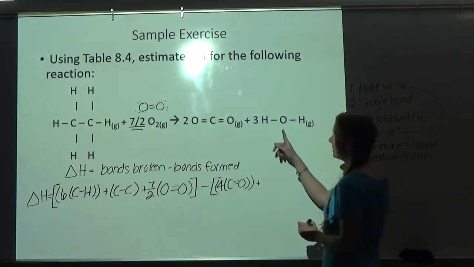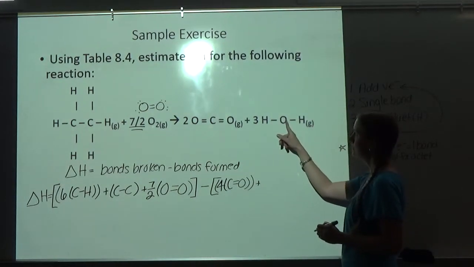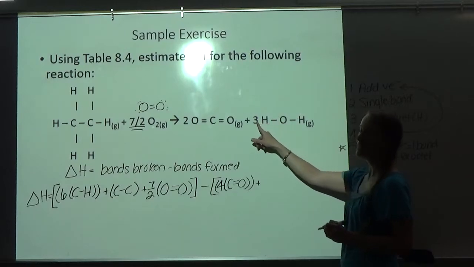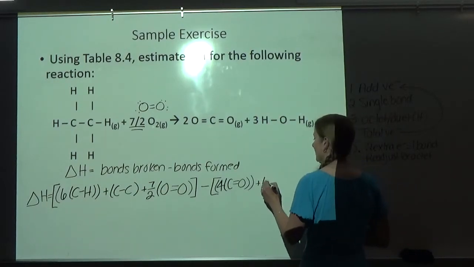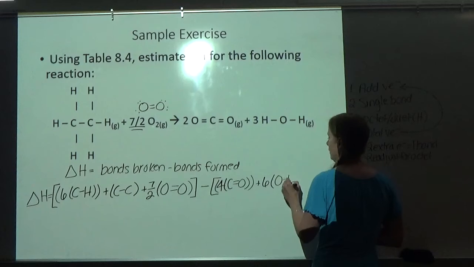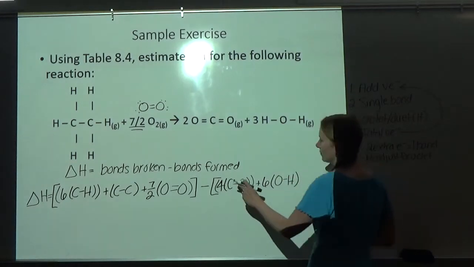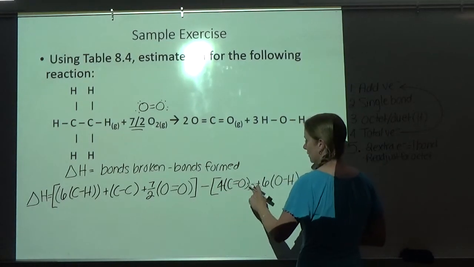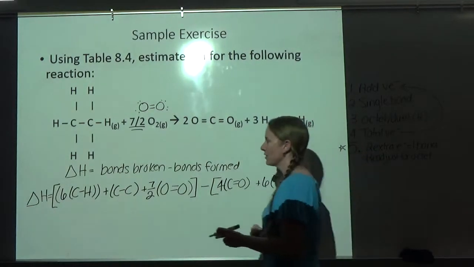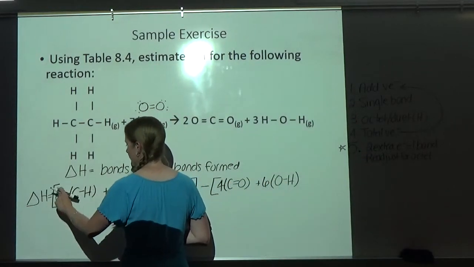Plus, I also have 2 OH bonds, single bonds. OH single bonds, but times 3, so I have 6 OH single bonds. I guess I don't really need double parentheses here. I'll take those off. I think that might be the same thing over here. I feel like that might be getting confusing if I do a double parenthesis.